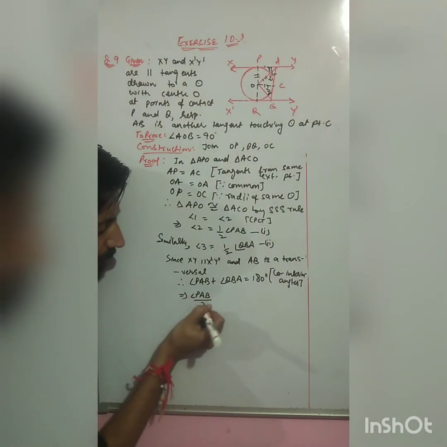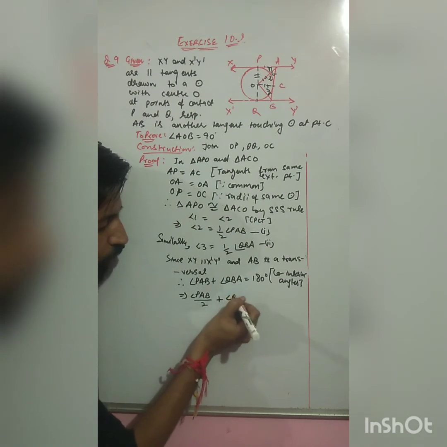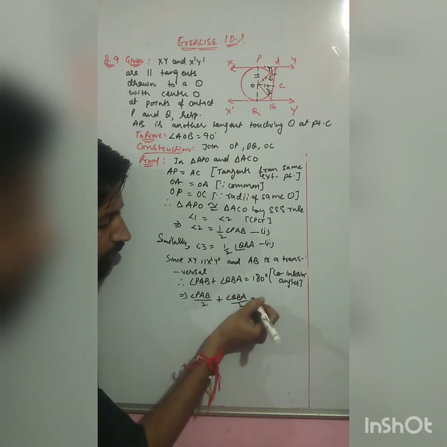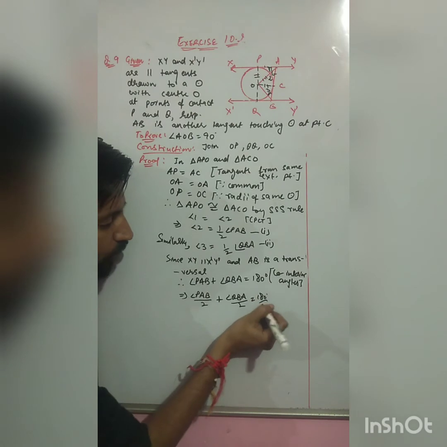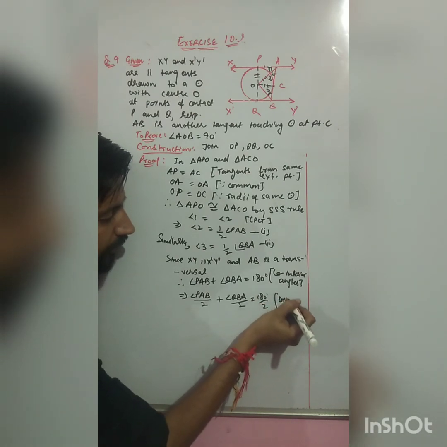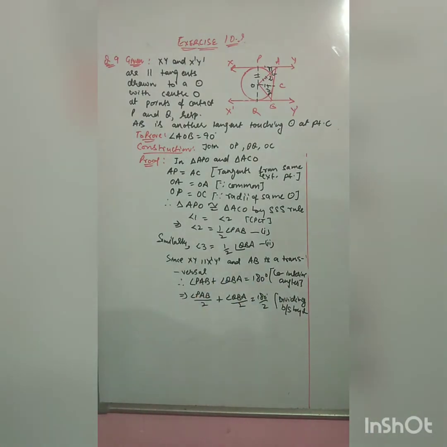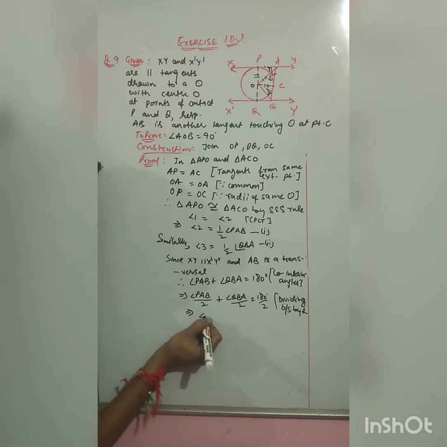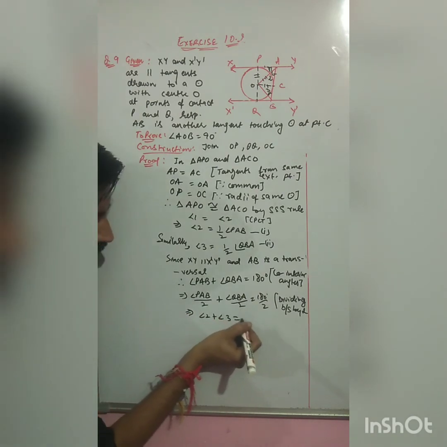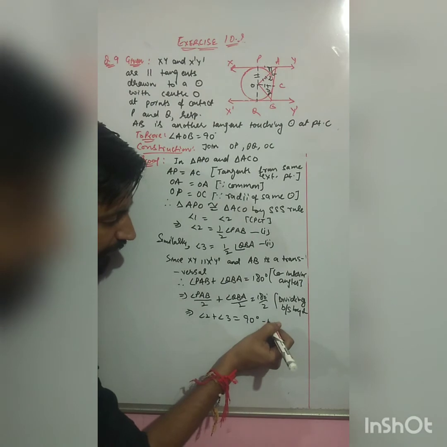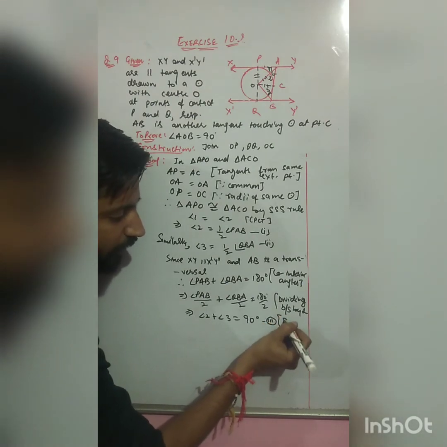Now, if we divide the whole equation by 2, that is PAB plus QBA upon 2 is equal to 180 by 2. Dividing both sides by 2, what do we get? We get half of PAB, that is angle 2, plus half of QBA, that is angle 3. Angle 2 plus angle 3 is equal to 90 degree. Let it be equation third. So where have we taken this from?